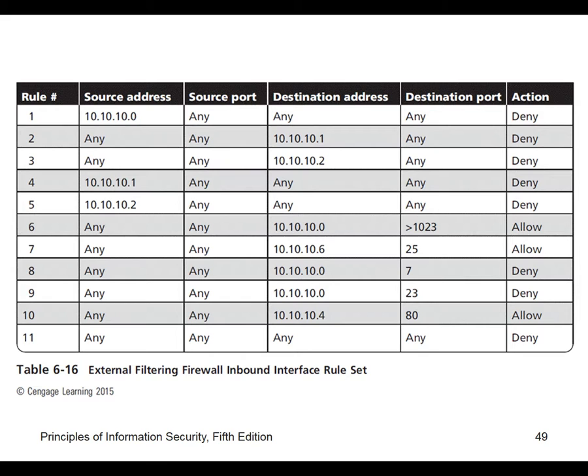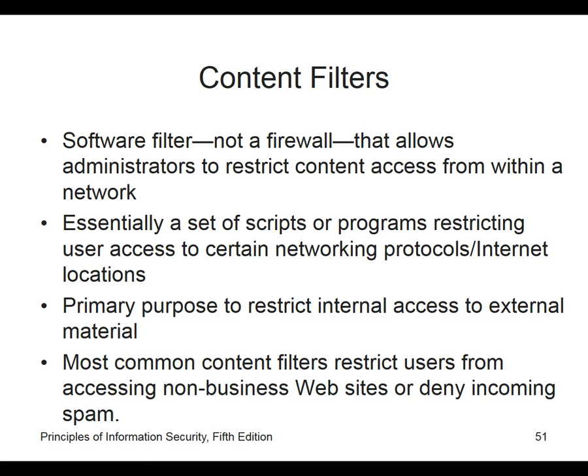Anyone have a clue what that greater than 1023 means? I doubt you do. What that means is that's a reply to traffic. For instance, if I send a request out on port 80 to Google, the reply from Google will come in on a port greater than 1023, some random port number. So that's reply traffic. Number 7 is email. Number 23 is telnet. So yeah, those are okay, but they're not the best set of rules. Okay. Content filters: a software filter, not a firewall, and you can use it to restrict content.